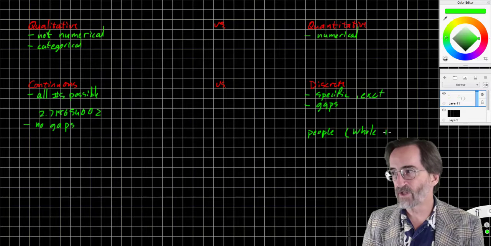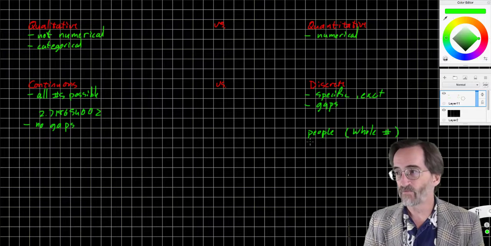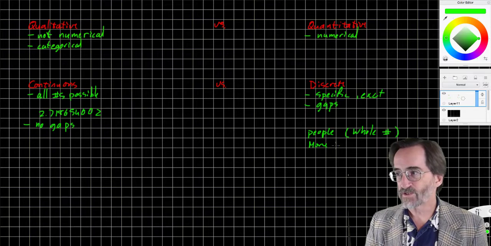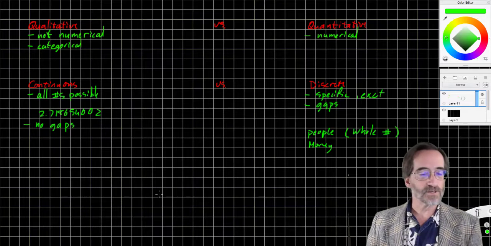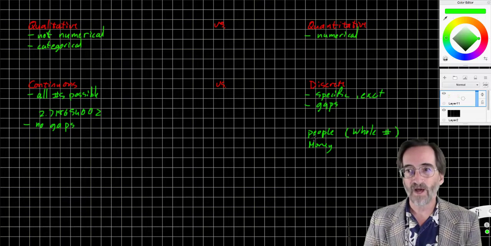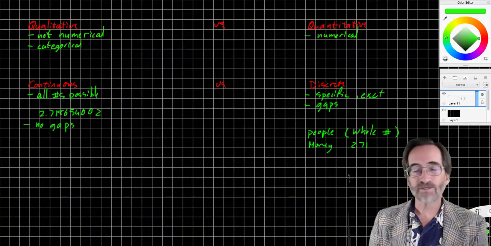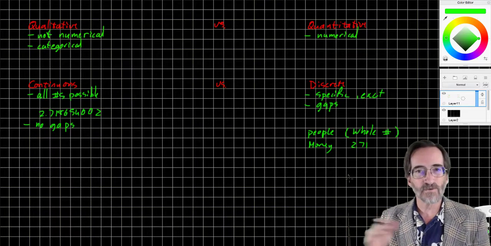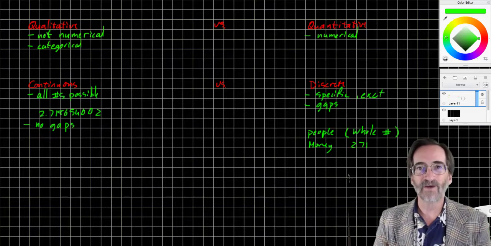Now, some people get the mistaken idea that discrete means whole number. Not necessarily. Money is discrete. You can't have 2.718654002 dollars. You can have $2.71. But the smallest denomination is the penny. You can't have half a penny.